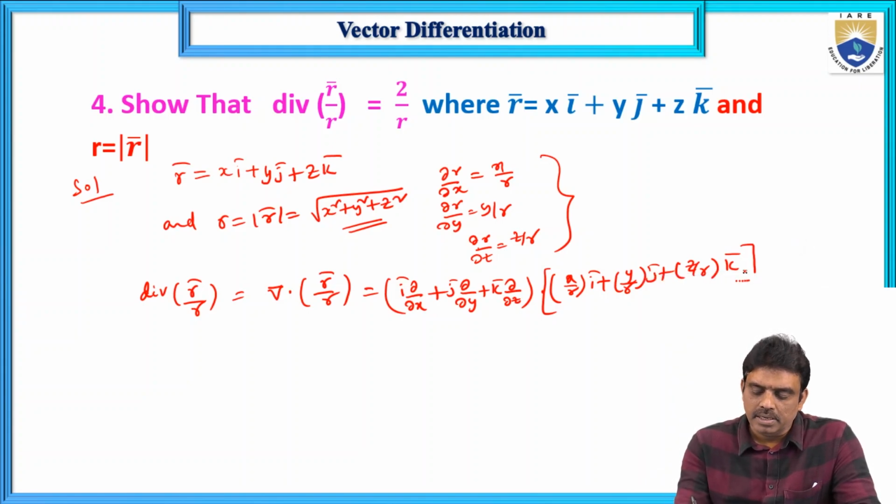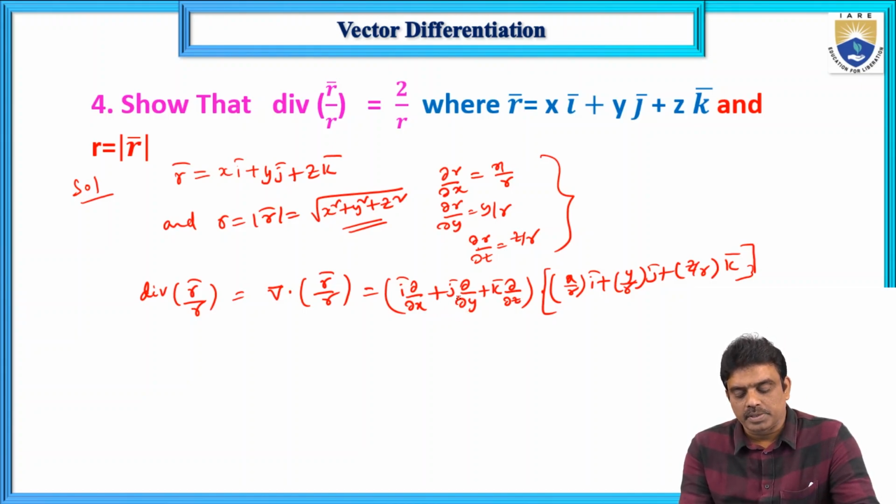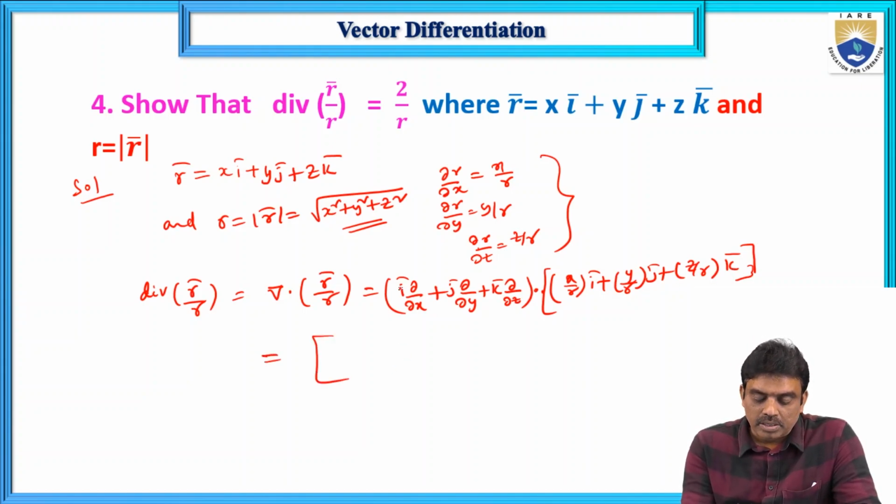I think this is clear. Del is a vector differential operator, i bar ∂/∂x plus j bar ∂/∂y plus k bar ∂/∂z, the dot product of the vector r bar by r. r bar means x i bar plus y j bar plus z k bar. So the i bar coefficient is x by r, the j bar coefficient is y by r, the k bar coefficient is z by r. Now make the dot product.